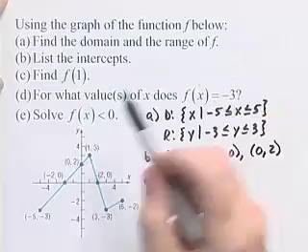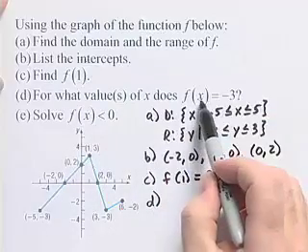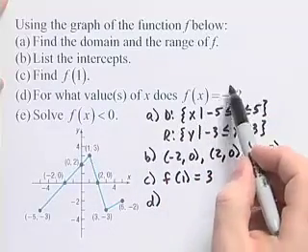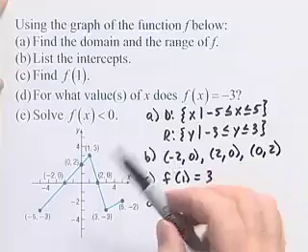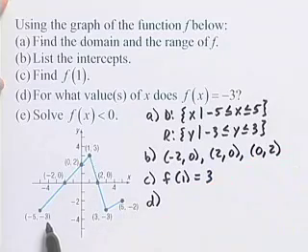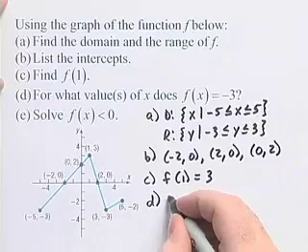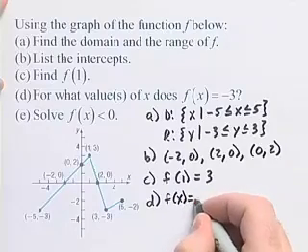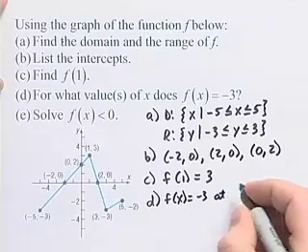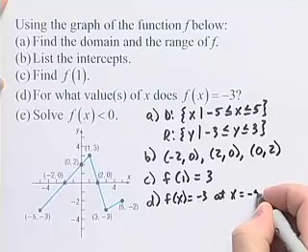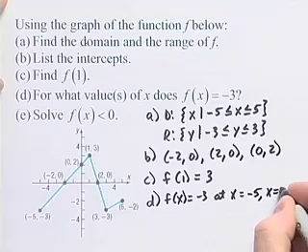For part D, we're looking for the values of x where the function is equal to -3. So here we're given the value of the function. So when you look at the y coordinates, we'll see that y is -3 at 2 different points. And so f of x equals -3 at x equal to -5 and x equal to 3.